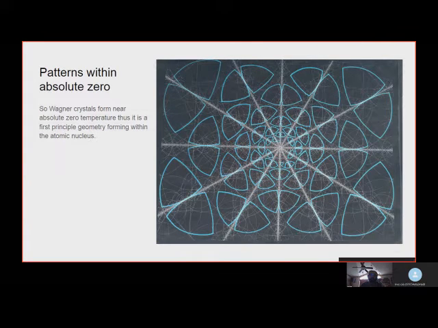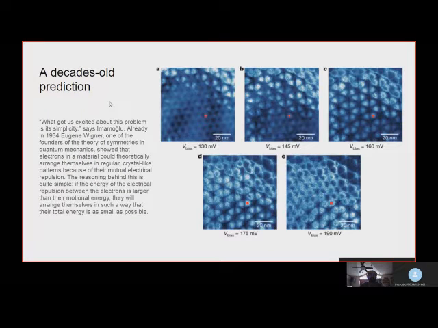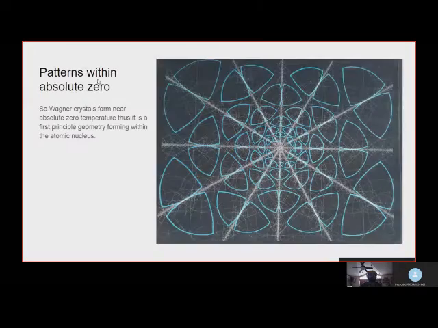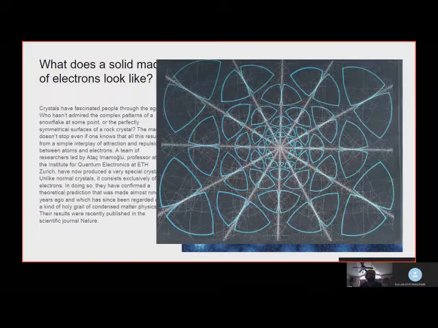But I'll continue here. Why is that like that? Oops. I don't know why this is like that too. What does a solid made of electrons look like? We'll have to just kind of wing this one.